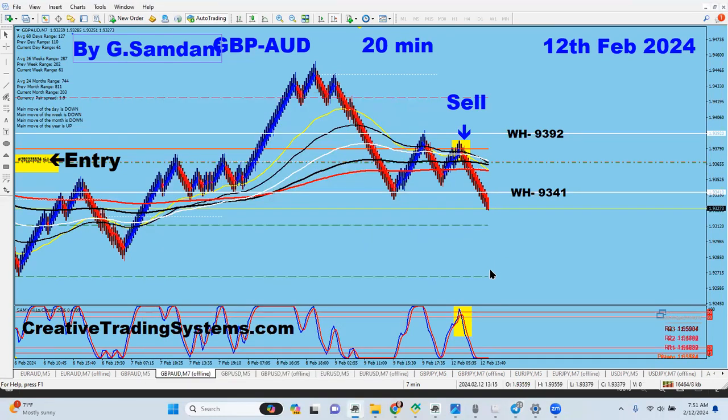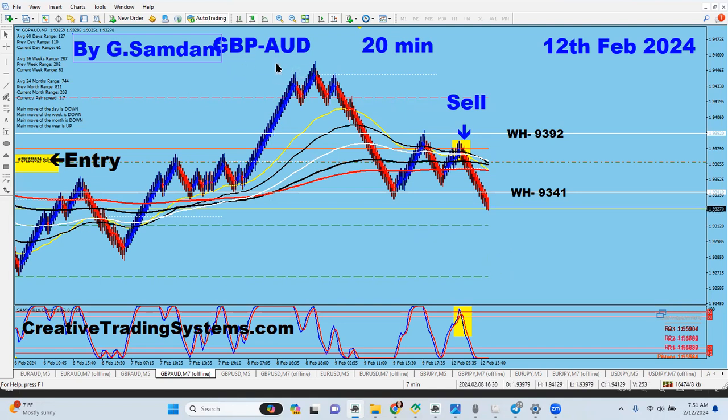Before I close the trade, I will record the chart and post it on the Telegram and on my website, and I'll show it in my next video: how I held it and how far I got.